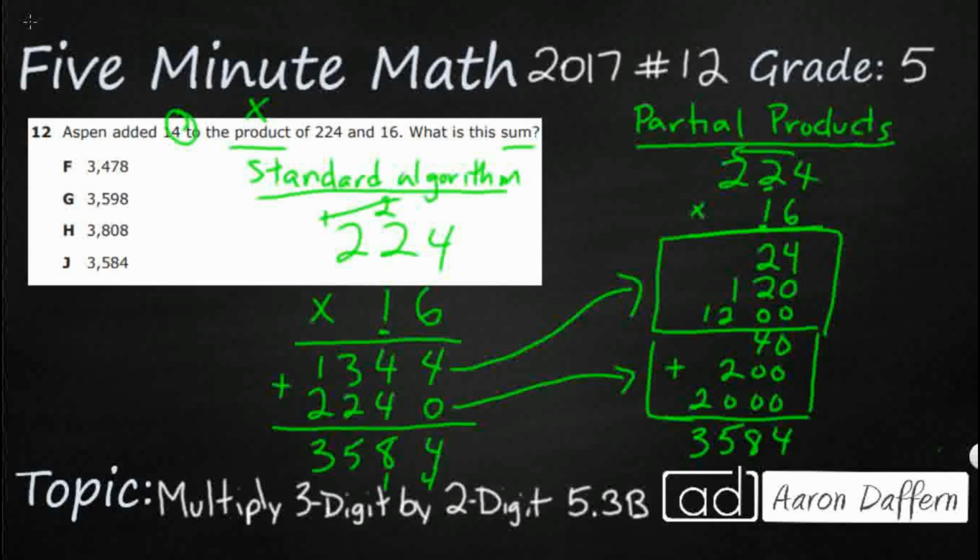So let's just do that, and that's going to be 8, 9, 35, 98 is our answer. Let's not jump on J. That's going to be probably the most chosen incorrect answer because they forgot to add 14.